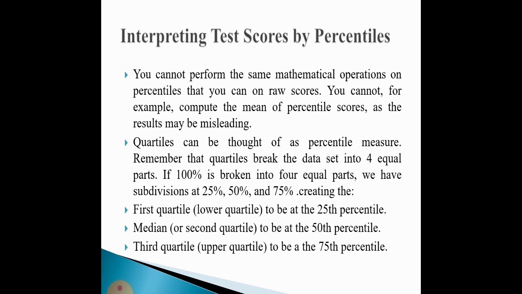Quartiles can be thought of as percentile measures. Remember that quartiles break the data set into 4 equal parts. If 100% is broken into 4 equal parts, we have subdivisions at 25%, 50%, 75%, and 100%. The first quartile, the lower quartile, is at the 25th percentile. The median, or second quartile, is at the 50th percentile. The third quartile, the upper quartile, is at the 75th percentile.